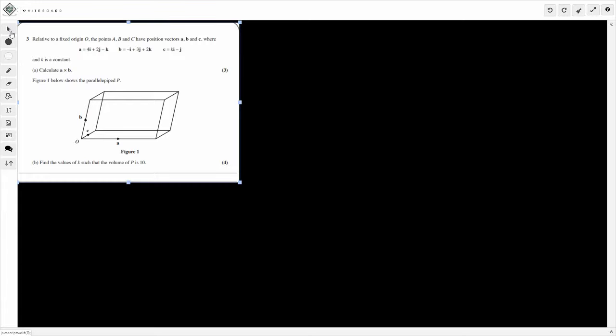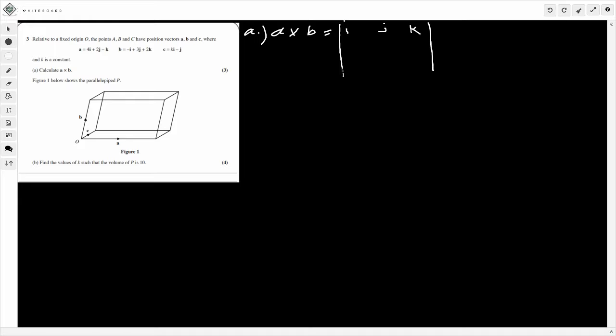So where do we begin with this? Well, part A, we have to work out the cross product of A cross B. So A is 4i plus 2j minus k, and B is minus i plus 3j plus 2k. So A cross B is basically the same as working out a 3x3 determinant. And to show you fully what it should look like, remember the top row is going to be i, j, and k.